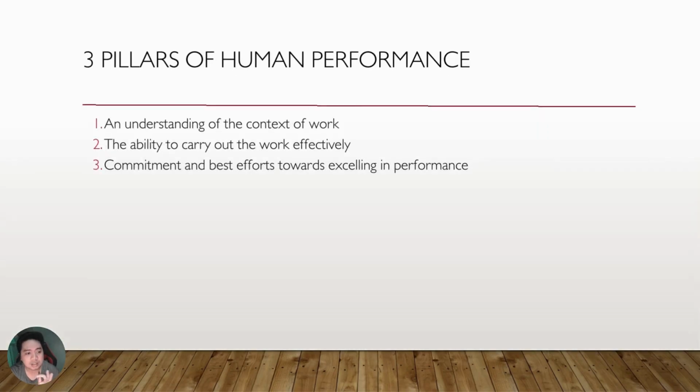Next, we'll be discussing the 3 pillars of human performance: understanding the context of work or work situation in terms of its purpose, nature, conditions, requirements, metrics of appraisals, and so on. Next is the ability to carry out the work effectively in terms of the requisite knowledge, skills, and capabilities required for performance excellence. And lastly, the commitment and best efforts towards excelling performance. Human performance needs this commitment, so people or the employees will be motivated to carry out their work.